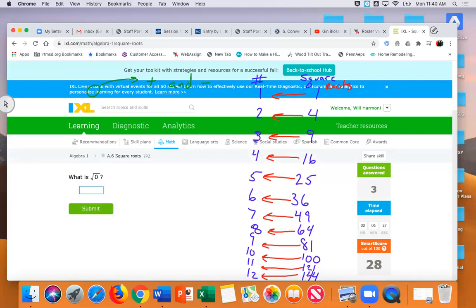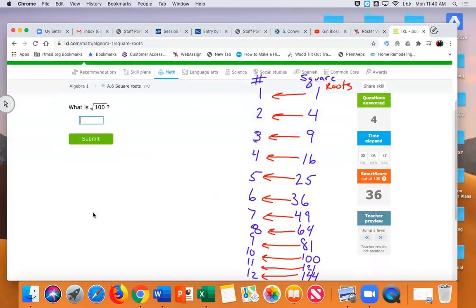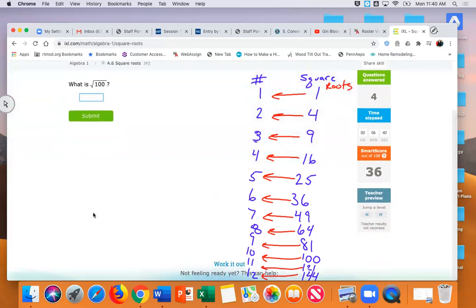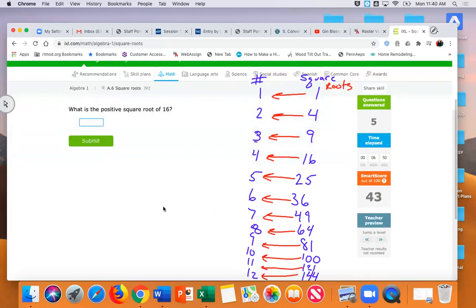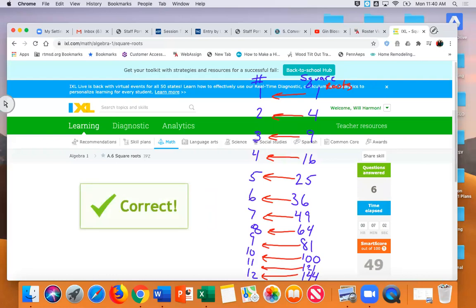What's the square root of 0? 0. What's the square root of 100? 10. Now, this one's just using words. It says, what is the positive square root of 16? So what's the square root of 16? 4. And it's just going to be positive 4.